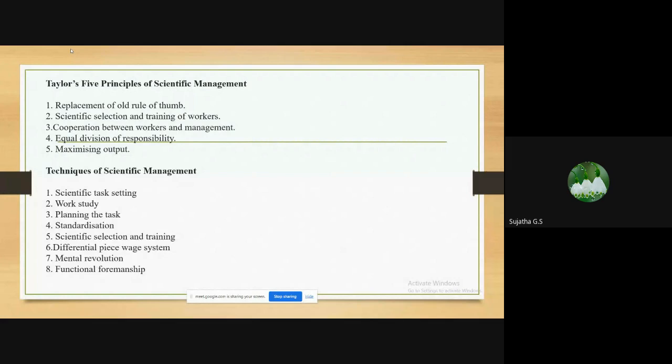Then scientific selection and training. Scientific management should adopt a scientific recruitment program to ensure that the most suitable people are selected for each job. That means it's the determination of the jobs for which workers are needed, their qualification, experience, and efficiency needed for the selected candidates. These are scientific selection and training.